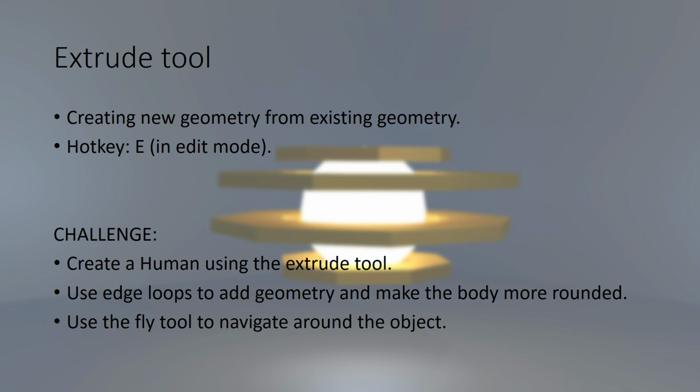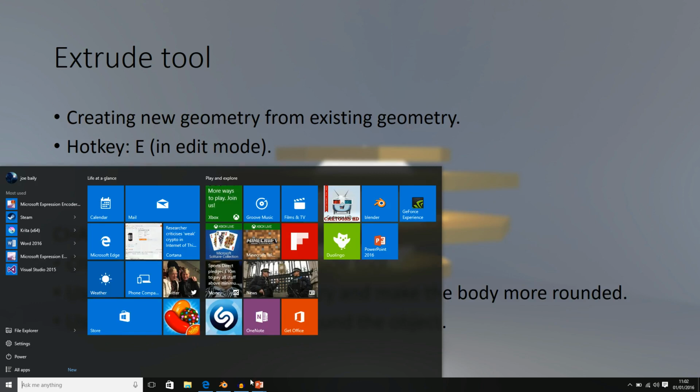In this lecture, we're going to be learning about the Extrude tool in Blender. We're going to use the Extrude tool to be able to create new geometry from existing geometry. We're going to be using the hotkey E to extrude while in edit mode, and then we're going to give you a few challenges. So let's go into Blender.